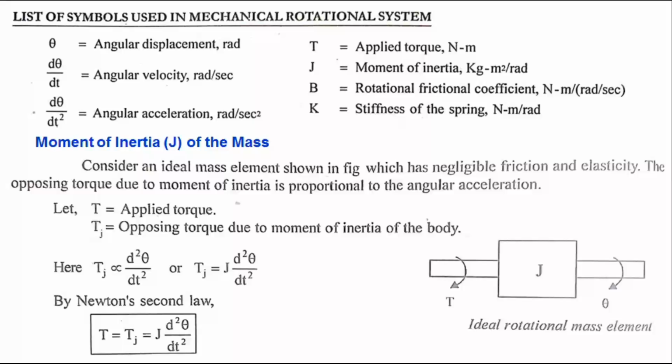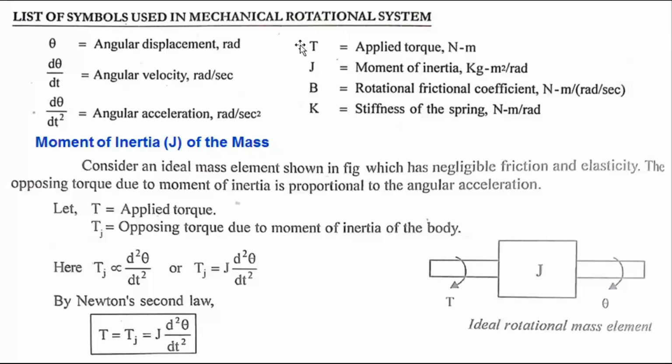In case of rotational system, the angular displacement is taken as the letter theta. In the previous case, the linear displacement is taken as x. Here, in case of rotational displacement, that is taken as the angular displacement theta. The angular velocity is d theta divided by dt. The angular acceleration is taken as d square theta divided by dt square. Here, compared to the previous case, x is replaced by theta.